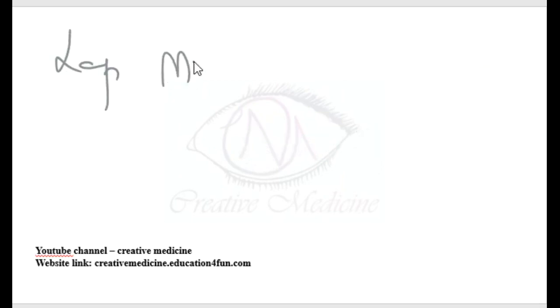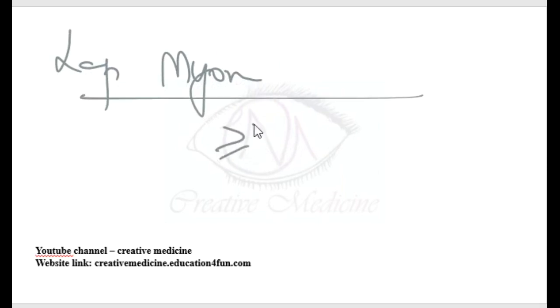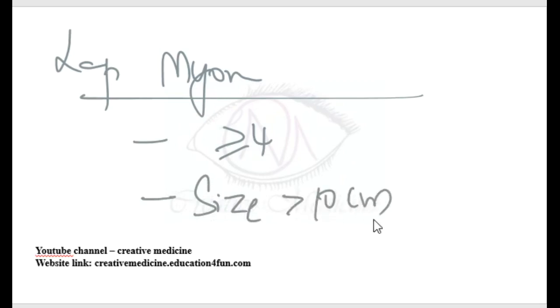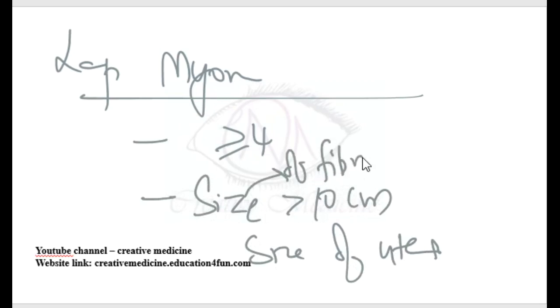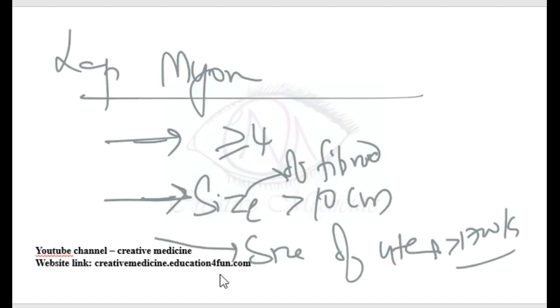That is, laparoscopic myomectomy cannot be done if there are 4 or more fibroids, or if the size of the fibroid is more than 10 centimeters, or if the size of the uterus is more than 17 weeks. That is three situations. In such situations, laparoscopic myomectomy cannot be done.